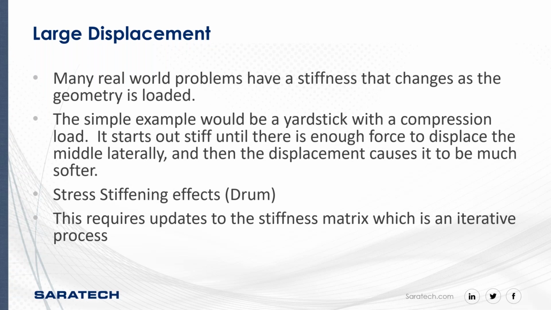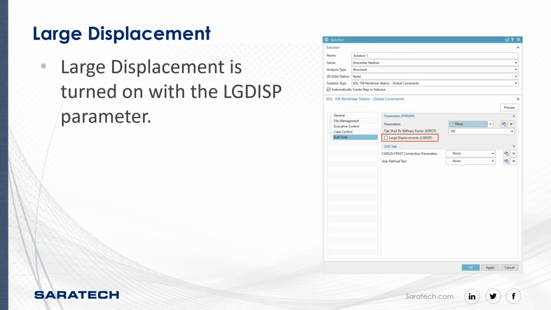Many real-world problems have stiffness that changes as geometry is loaded. A simple example here is a yardstick under compression. As you push down on that yardstick, the load's going to change. It's going to start out stiff, and as you keep on compressing it, at some point it's going to buckle, and then it's going to become less stiff. Inside Simcenter, there's a toggle right here for large displacements, LGDISP, and this is where you can include or not include those large displacement effects.